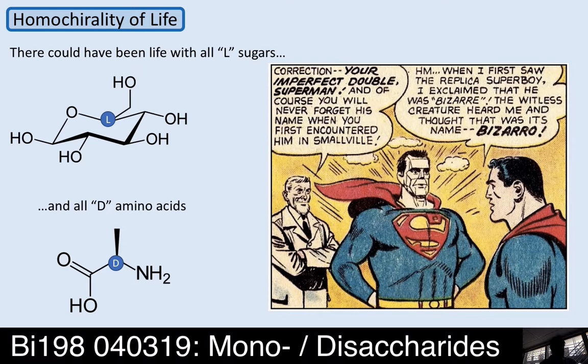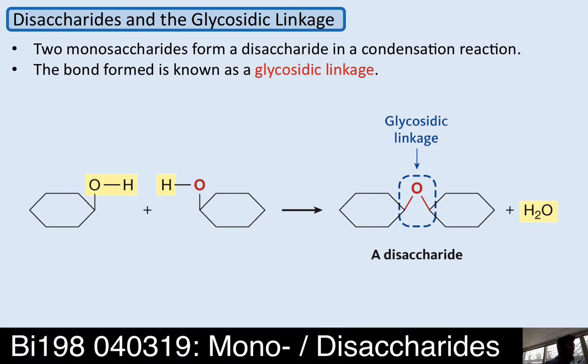So there could have been life with all L sugars and D amino acids. And it would have been this bizarro mirror image world where everything was the non-superimposable mirror image of life on Earth. All the chemistry, all the biochemistry that happens would be the same, but not able to interact because it would be this chemical mirror image of what's happening on Earth. It's too interesting to not go there. I wanted to share that one.